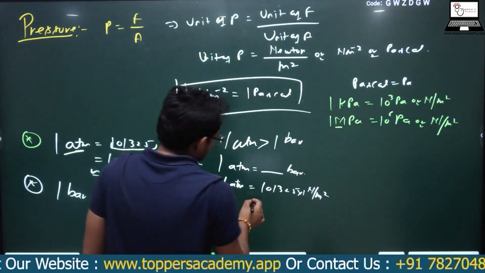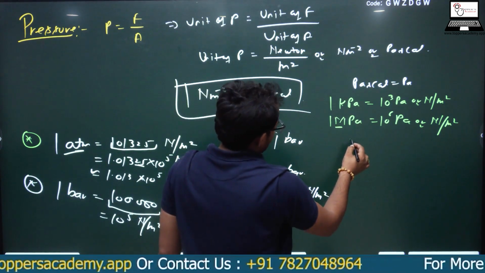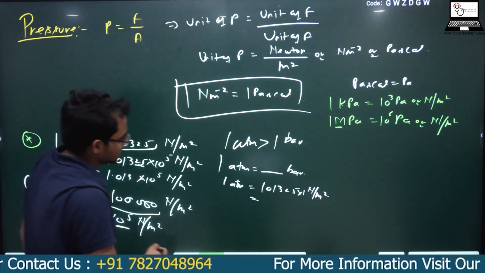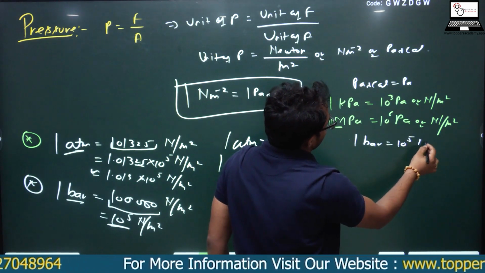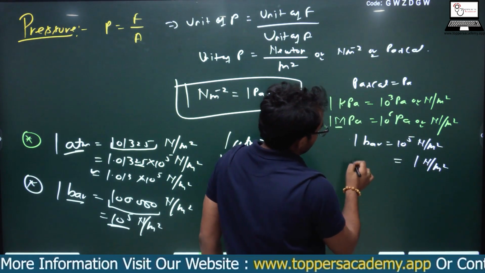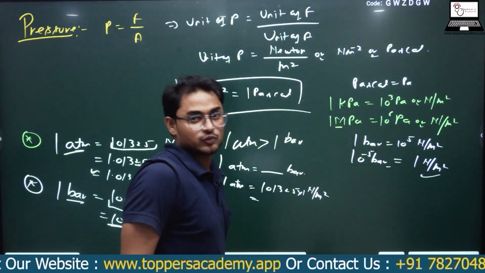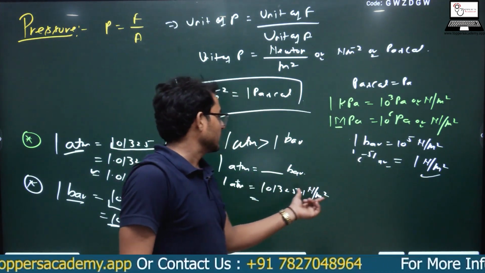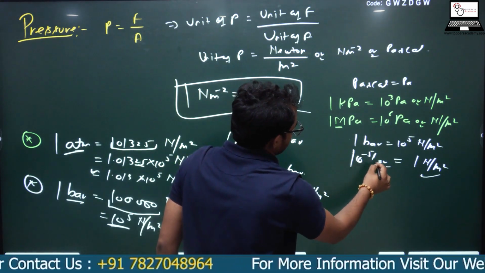Now listen, my dear students. I have told you that one bar is equal to 10 to the power 5 Newton per meter square. So obviously 1 Newton per meter square is equal to 10 to the power minus 5 bar now. So I am going to put the value of 1 Newton per meter square in terms of bar, because we require the answer in bar.